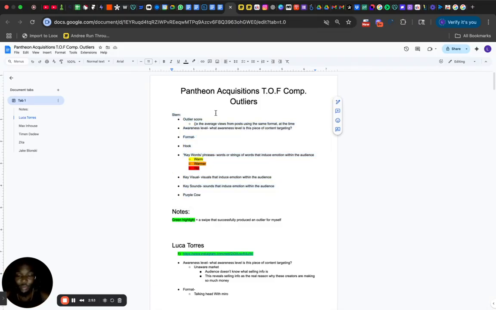Number one, you've probably heard this a million times, right? Go to your top competitors, look at their best performing videos, and just copy that. So that's only a half truth. What they're talking about is outliers. You want to emulate outliers.